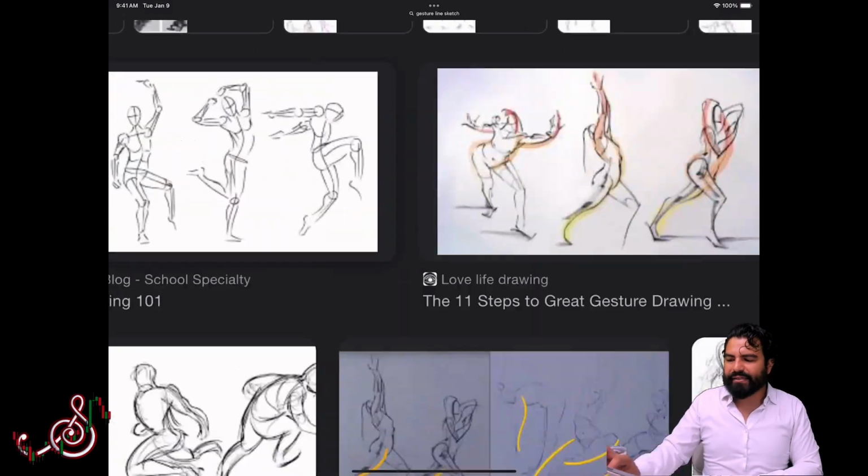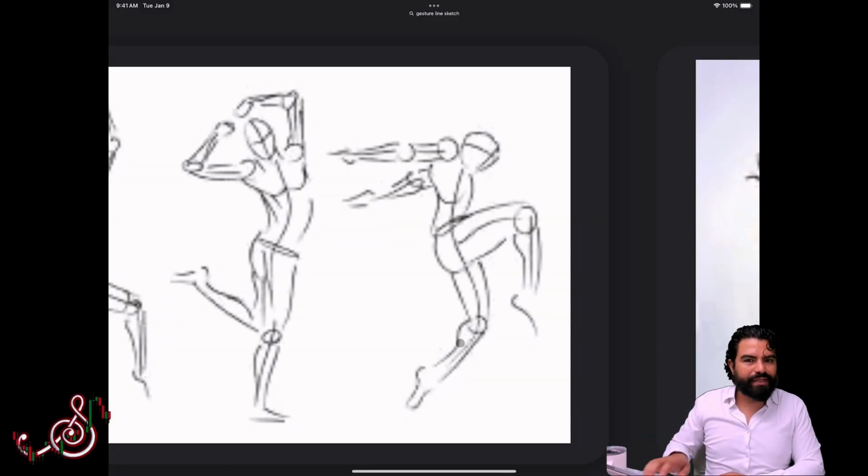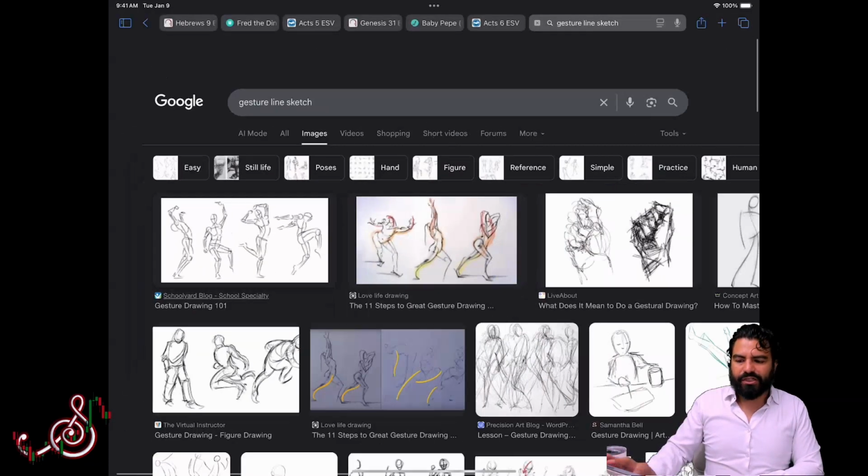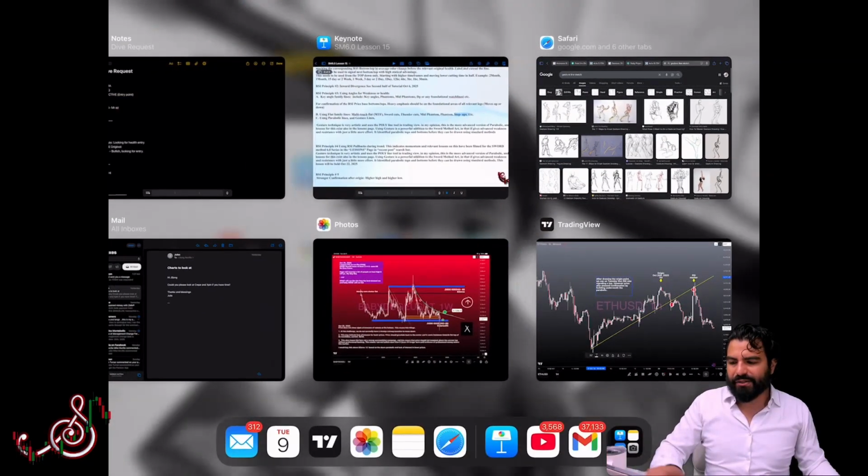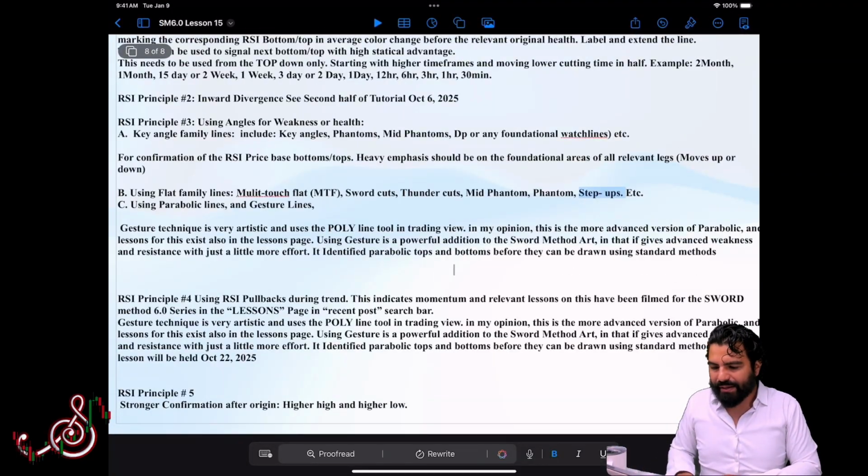Okay, complicated images made simple is what gesture is. Okay, and I'm going to put that in the notes here so you guys make sure you have that.